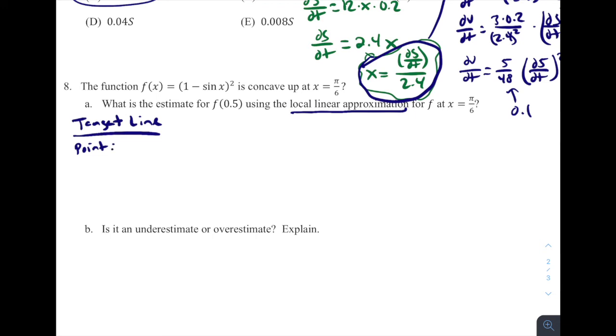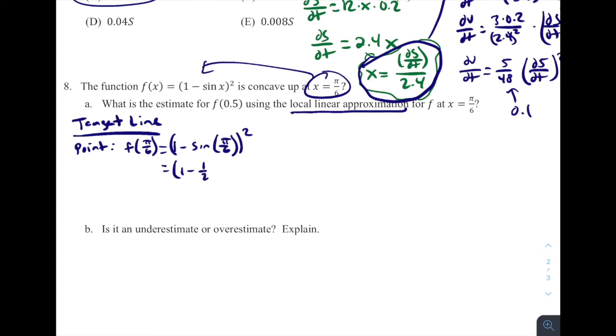The point is going to be whenever we plug that x value into this equation. So that is going to be f of pi over 6, which is 1 minus sine of pi over 6, quantity squared. Sine of pi over 6 is 1/2. So that is going to be 1 minus 1/2 quantity squared, or 1/2 squared, which is 1/4. So the point that we have is pi over 6 comma 1/4. That's the point for this.